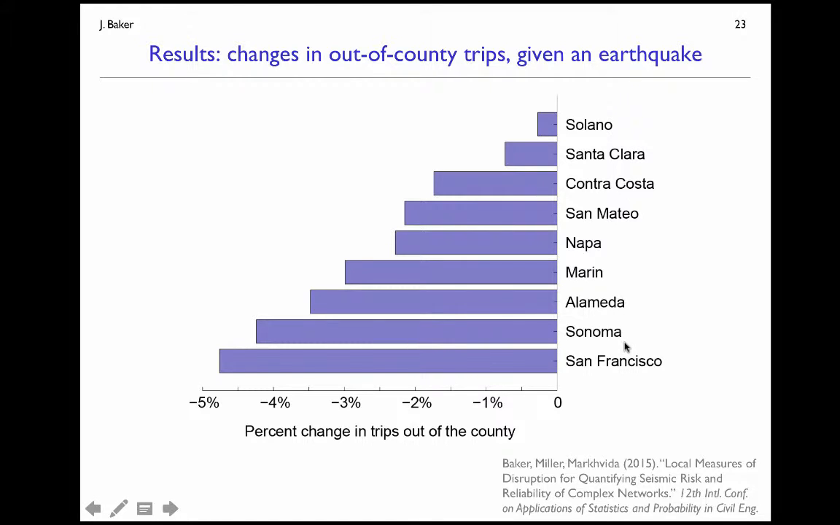Here's another plot. This is for the 9 counties in the San Francisco Bay Area. What is the percent change in trips out of each county? So you can see there's differential geographic impacts. I won't worry about these too much, but just mention them for completeness.